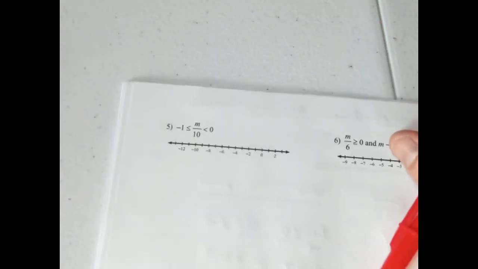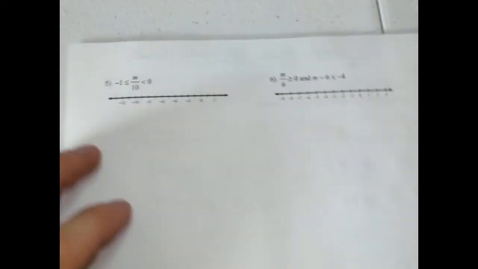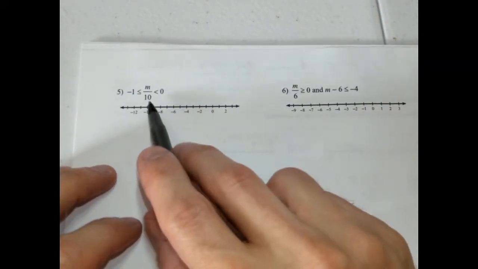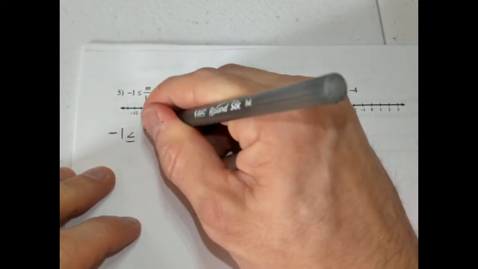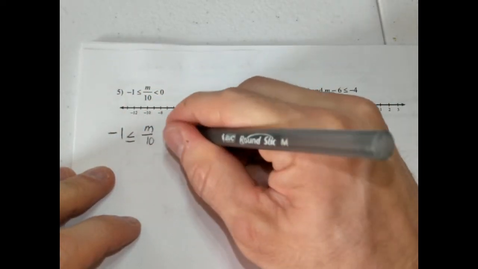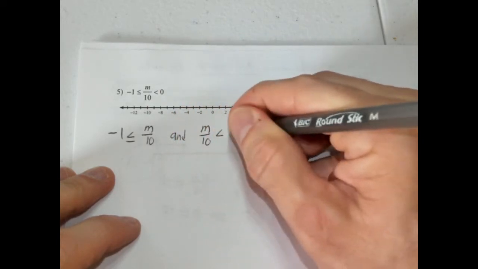So here's our first AND statement, and this is written in an interesting way that sometimes confuses people. Whenever you see a compound inequality written in this way, you're going to rewrite it twice. You're going to say negative 1 less than or equal to m over 10, and m over 10 is less than 0.